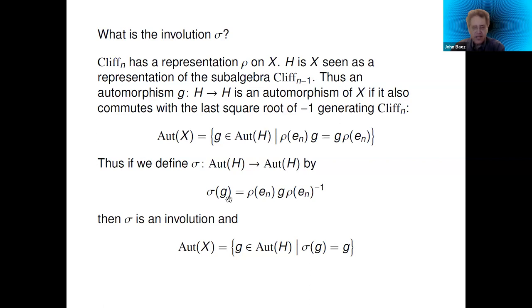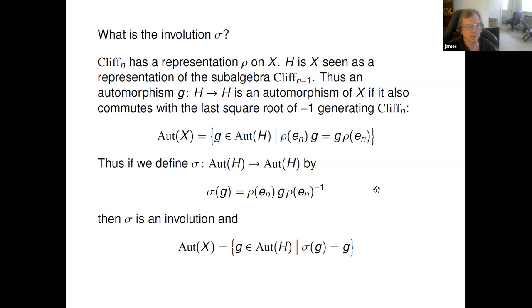So that's how we get a map from odd H to odd H. And then that will be an involution, because if you conjugate by a square root of minus one twice, you're not doing anything. So then clearly the fixed points of that involution are just the guys that commute with the last square root of minus one. The fixed points of this map here are just the G that commute with the last square root of minus one. So that's just another way to think about this.